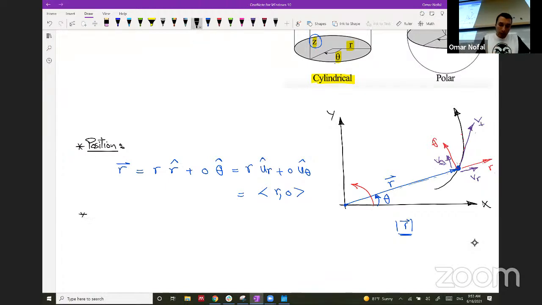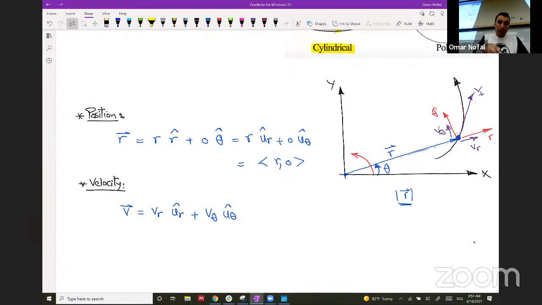So the velocity vector is equal to v_r as a magnitude in the direction of u_r hat plus v_theta in the direction of u_theta hat. We have two components because we are dealing with r and theta. So let's find how we can get these components. From the basic principle, we know that the velocity is the time rate of change of the position. We can write it like this. We have this as 0, so we will differentiate this component.